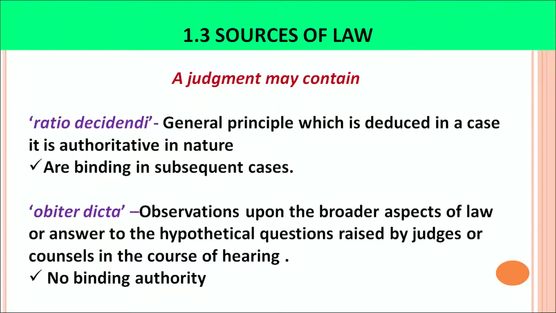Now, the obiter is different from ratio in the sense that there are certain observations which are made by the judges upon the broader aspects of the law or answer to the hypothetical questions which is raised by the judges or counsel in the course of the hearing. Please remember, these are the mere observations and they are not having any binding authority. So the larger difference between ratio and obiter is that ratio is a general principle and is binding in the subsequent case, whereas obiter dicta is merely the observation which is given in answer to any hypothetical question, and it is not having any binding authority.